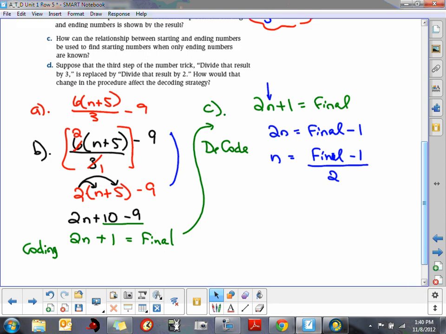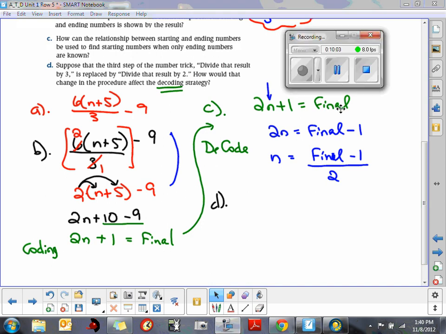Okay, so now I'm going to give you a little bit of time because in part D, you're supposed to change this pattern a little bit. Suppose that instead of dividing that result by 3, I think it was the third step, you replace it with divide the result by 2. How would you change the procedure and the effect of decoding? So first of all, you have to figure out, if you change that line to divide by 2, how does it change the coding of your final number? And then, how do you decode it back? All right, so go ahead and work on that, and we'll report back in on it.